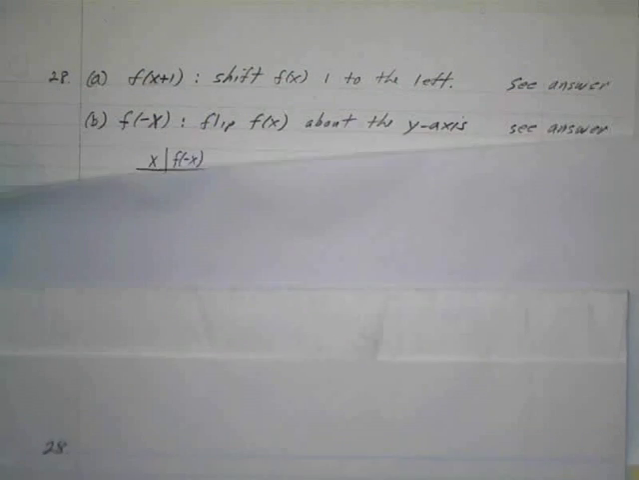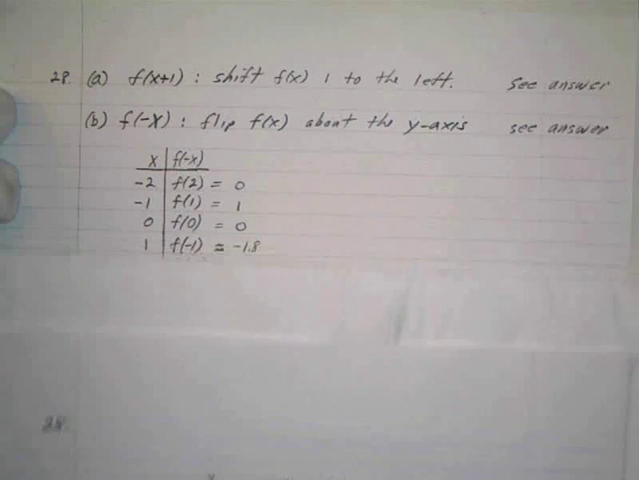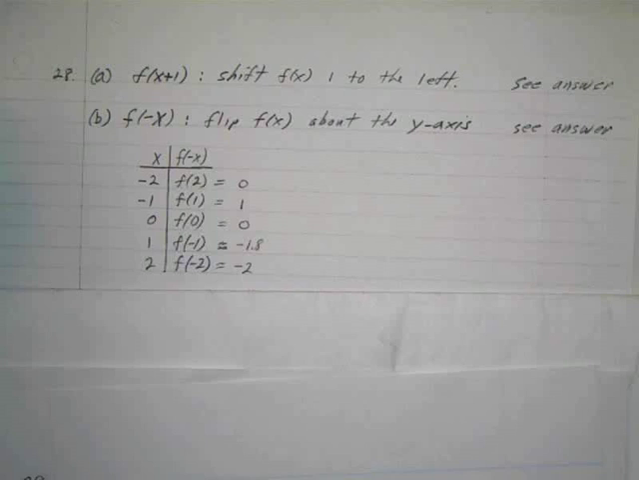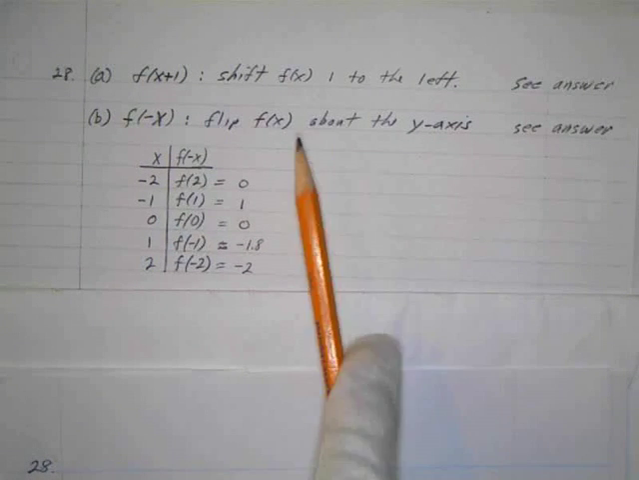Number 28b, pardon me, f of negative x. So I want to graph f of negative x. And you could set up a table of values to get an idea what this looks like. But basically, if we put a negative x there, we're just going to flip it around about the y-axis.